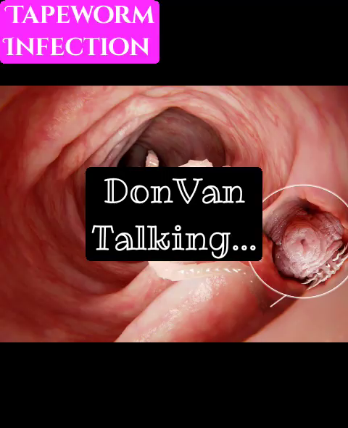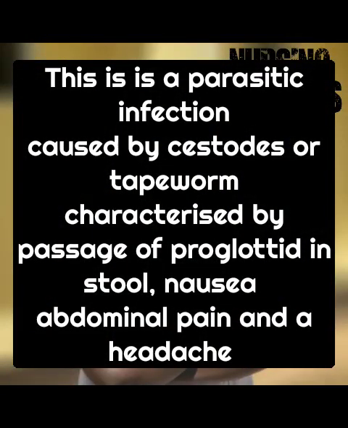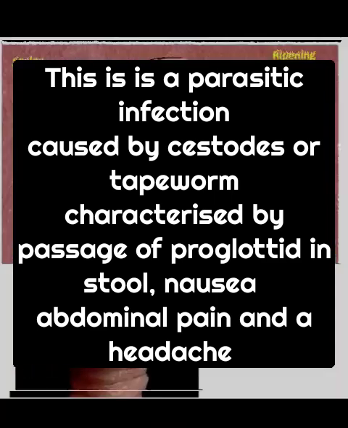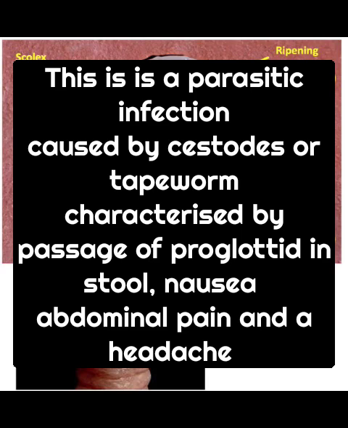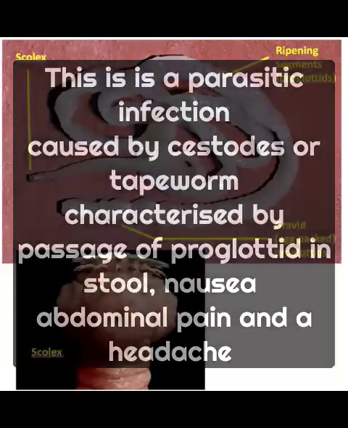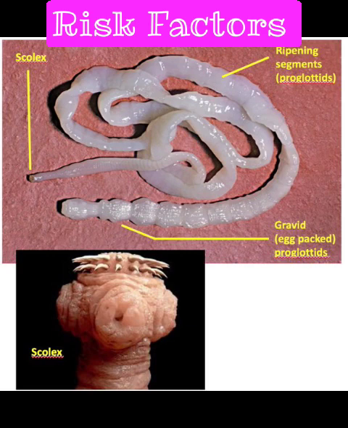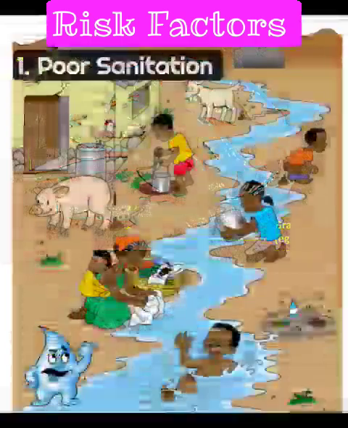Tapeworm infection. This is a parasitic infection caused by cestodes, or tapeworms, characterized by passage of proglottids in stool, nausea, abdominal pain, and a headache. Alright, so talking about the risk factors or the predisposing factors to this condition, we have poor sanitation.